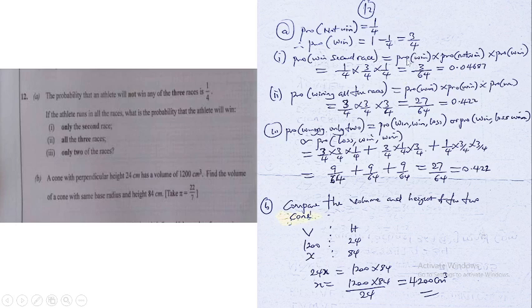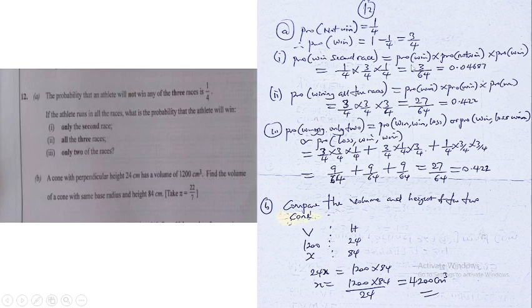That will be the probability of not winning the first race, multiplied by the probability of winning the second race, multiplied by the probability of not winning the third race. Because we are asked to find the probability of winning only the second race, that will be multiplied by the probability of not winning the third race.